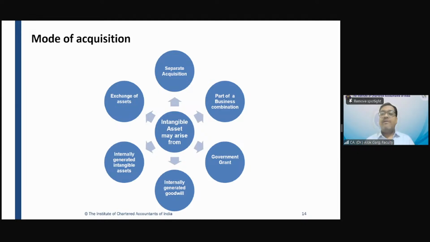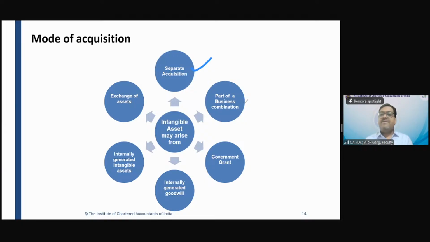Friends, now we have entered into the important part of the standard. Intangible asset can be acquired through a separate acquisition. What is meant by separate acquisition? You go to the market and buy software, right? You applied for a license. You applied for a patent, trademark, copyright. So these are the separate acquisition. You are buying the intangible asset.